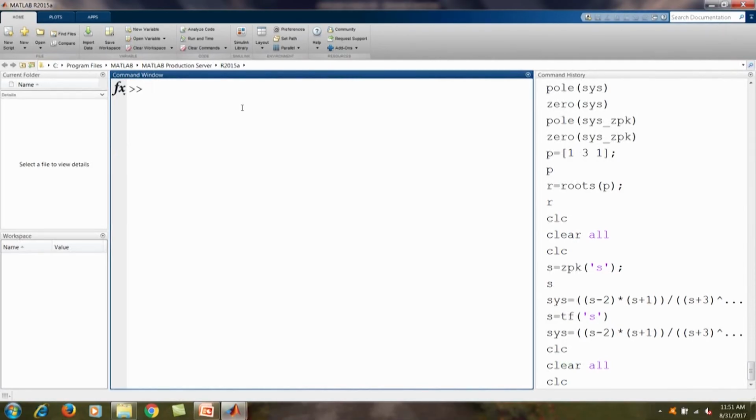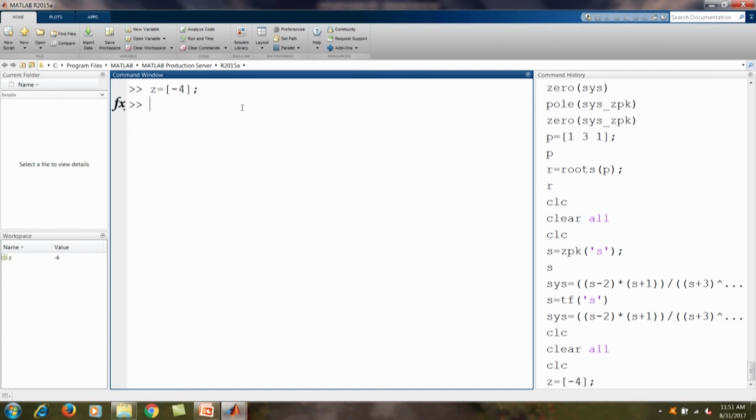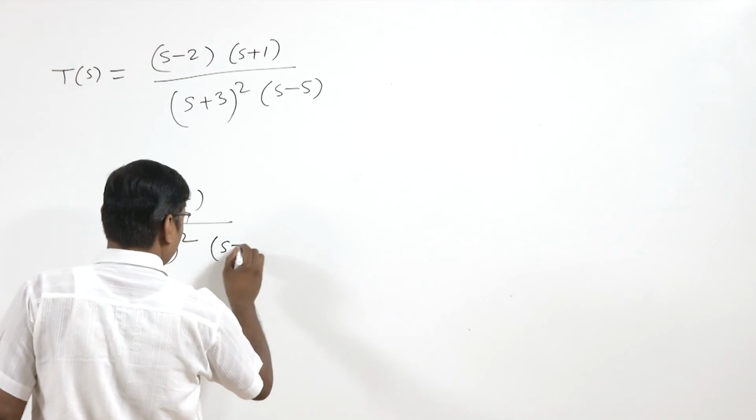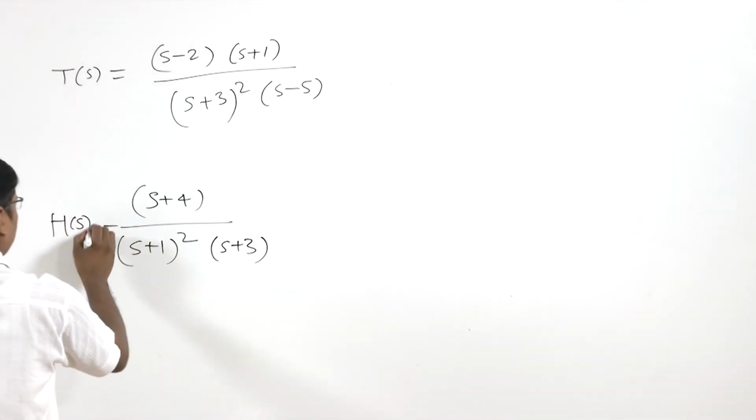Here we can define the zero z, a variable that has a zero, that is minus 4. So z is a variable that is the zero, and then p is a variable for the poles. Here we are writing that it is s plus 4 upon s plus 1 square, s plus 3. So this is our H(s), the transfer function.